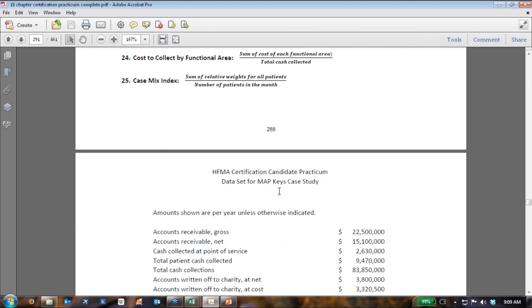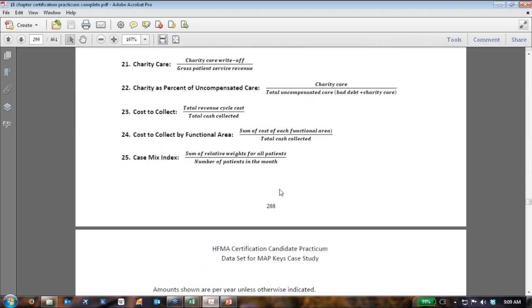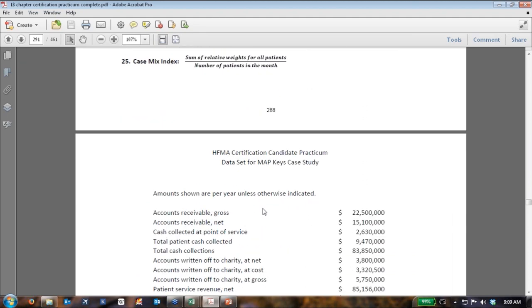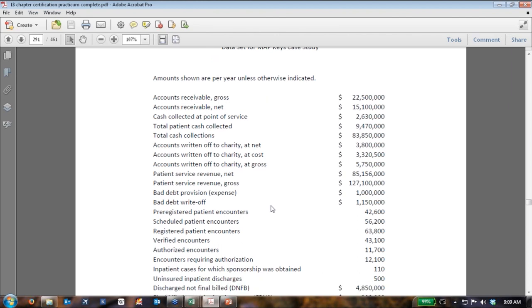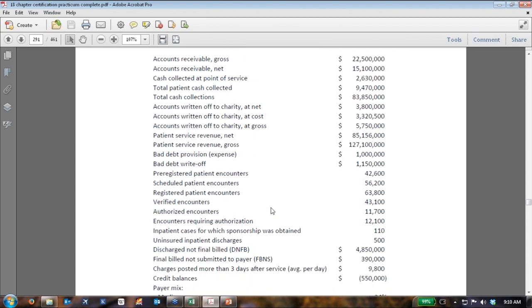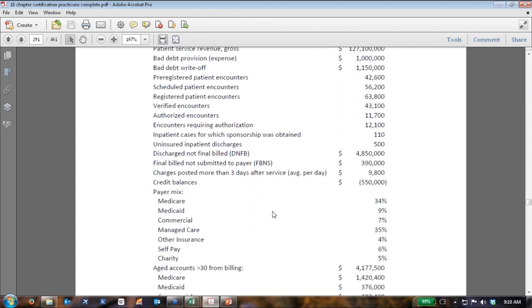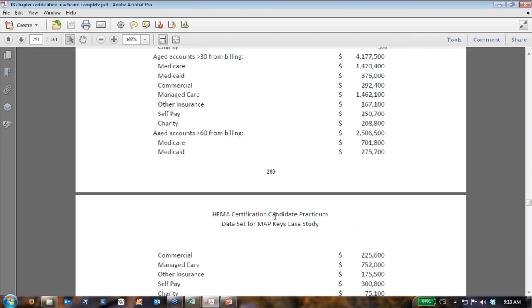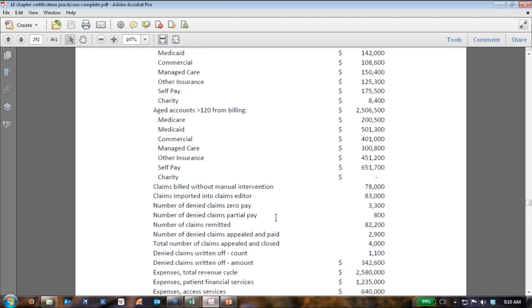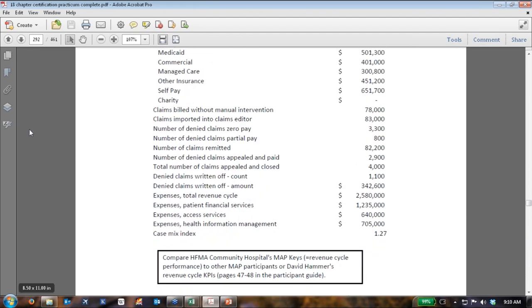And then here are, yes, just those. I don't do this for the physician, the other 11 map keys for the physician revenue cycle. And then I give you a whole bunch of data here. This is essentially gross data, or unfiltered data I should say, coming straight out of your patient accounting system or your financial system, stuff that you somehow are able to measure. And then I ask you to use this information to calculate the map keys. And the answer to that is in the back of your book.